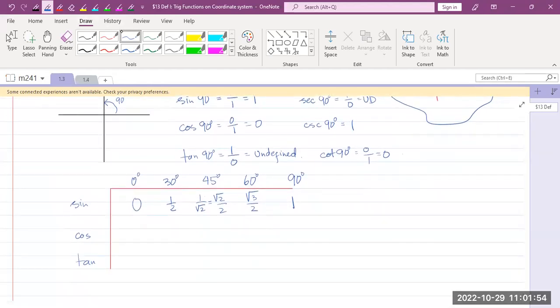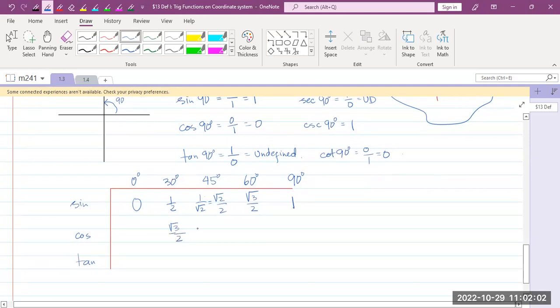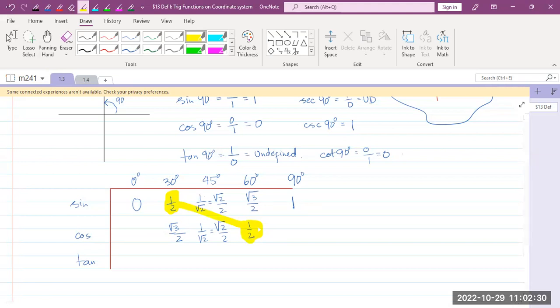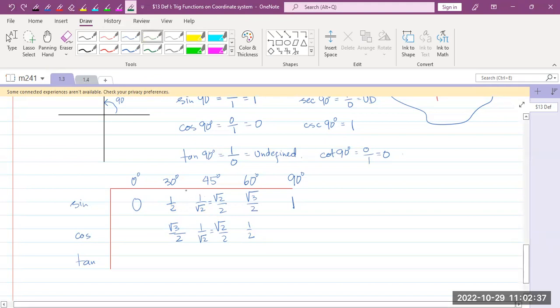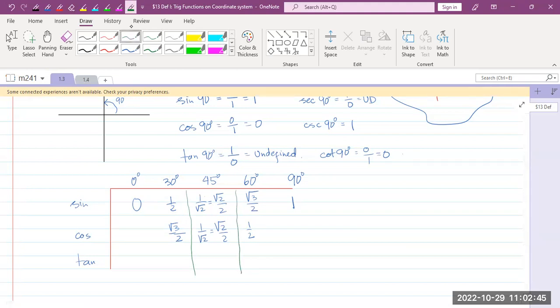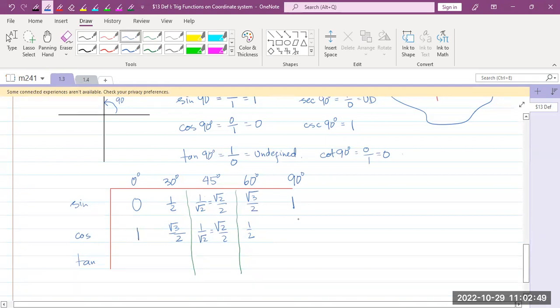Now also, from what we remember last time, cosine 30 degrees is radical 3 over 2. Cosine 45 degrees is 1 over radical 2, which is radical 2 over 2. And cosine 60 degrees is 1/2. Another way to memorize this is the cofunction theorem. Sine 30 degrees is the same as cosine of the complementary angle, cosine 60 degrees. As long as the angles are complementary, sine of one angle equals cosine of the other angle. Now, cosine 0 degrees is 1, cosine 90 degrees is 0.